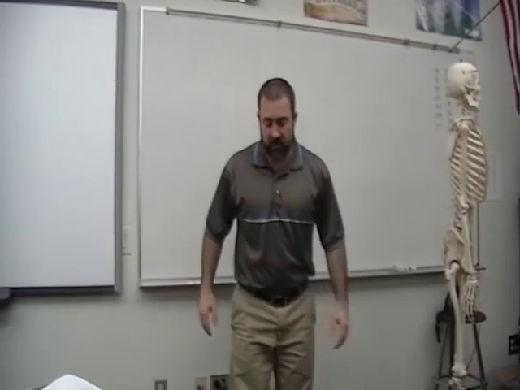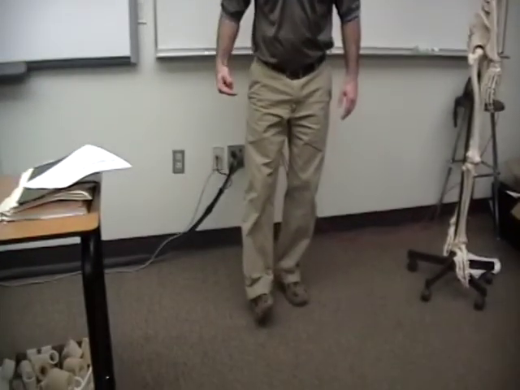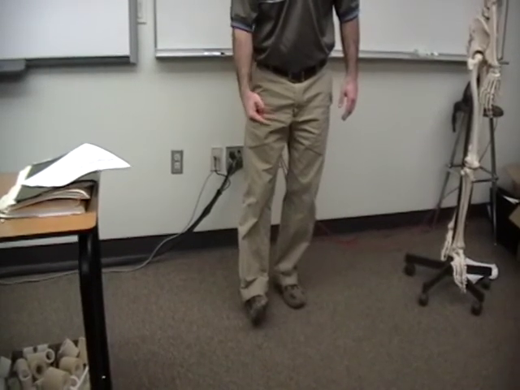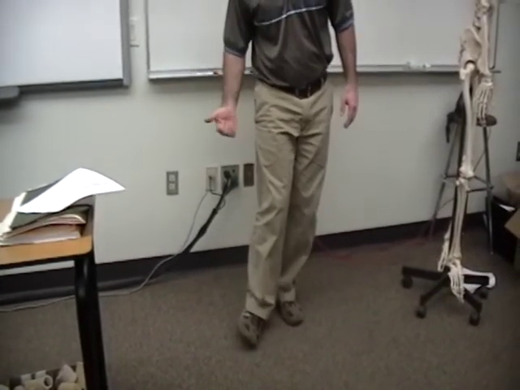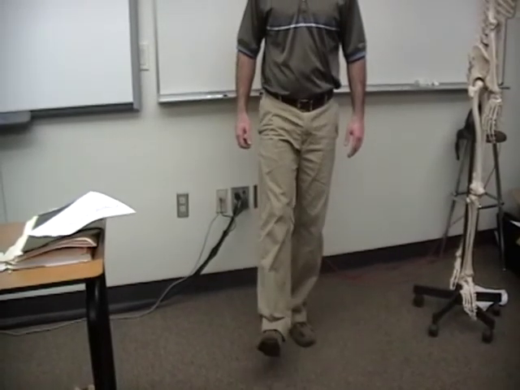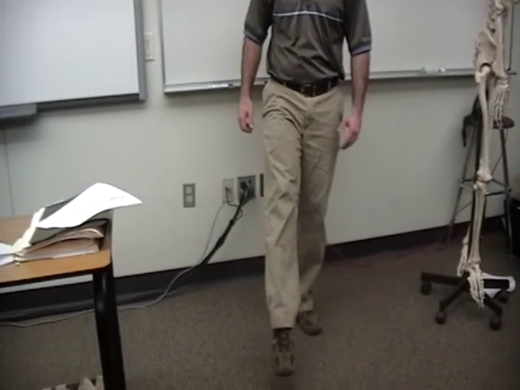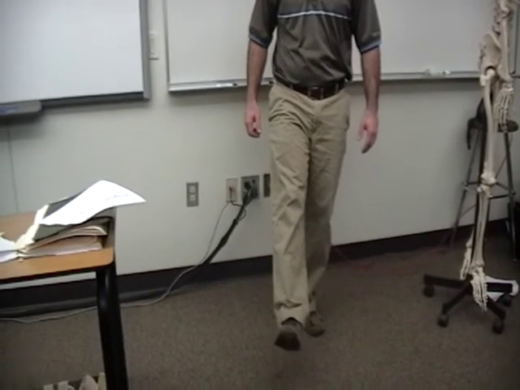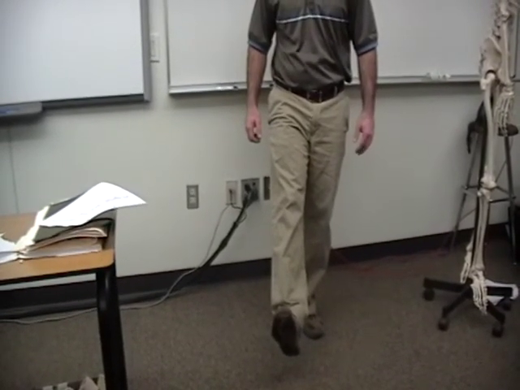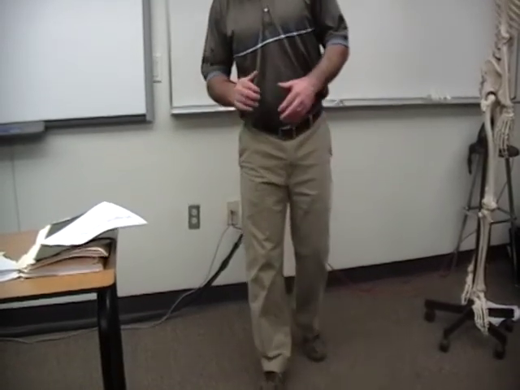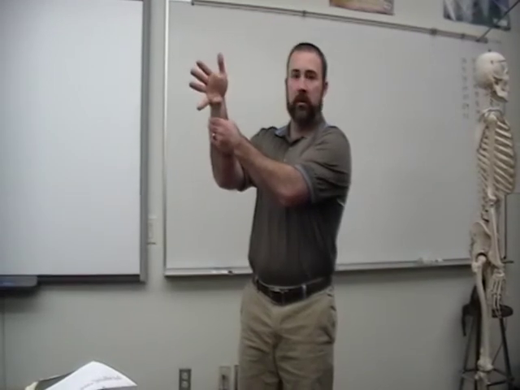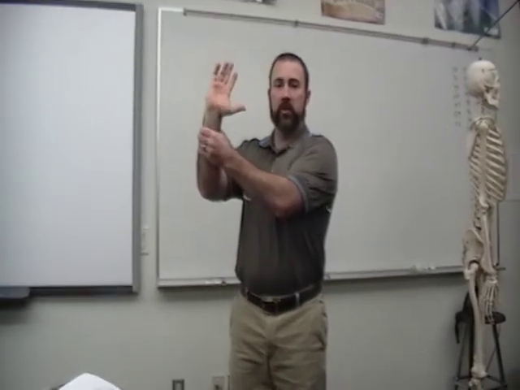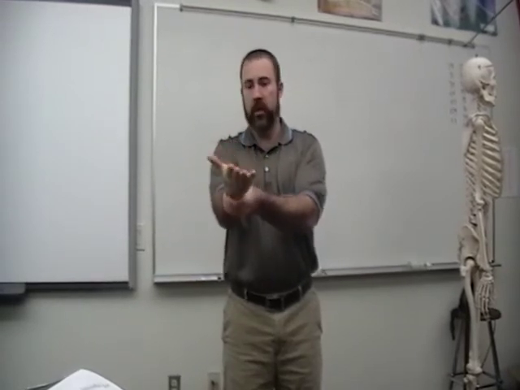Inversion is specific to the feet. Inversion is where the sole of the foot goes in, whereas eversion is where the sole of the foot goes out. Plantar flexion, the toe is pointed down and the plantar surface of the foot is flexing, versus dorsal flexion, where the top of the foot is flexing, the toe comes up. The next four are specific to the wrists. We have ulnar deviation, radial deviation, pronation, and supination.